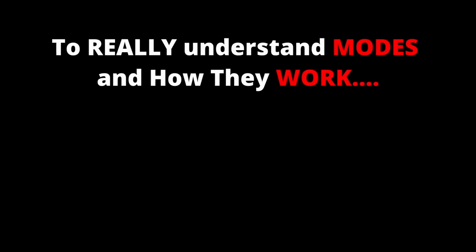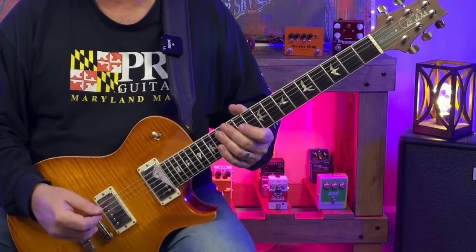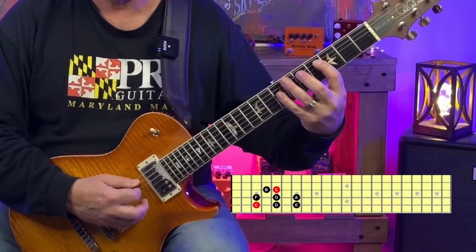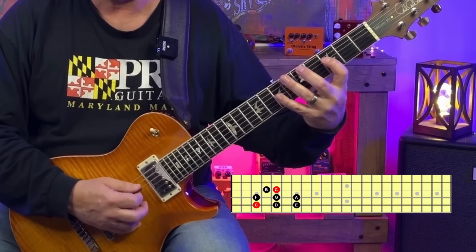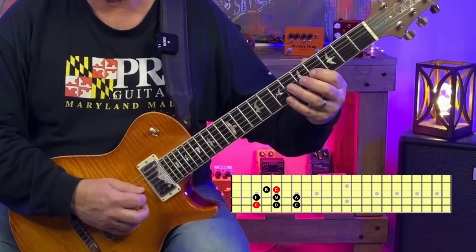So let me give you the big reveal up front and then we'll break it all down. To really understand the modes and how they work, it's all about seeing them in the right context. Let's check out a little music theory to set all this up the right way. The major scale has 7 notes. This is the C major scale with the notes C, D, E, F, G, A, B, and then we're back to C.